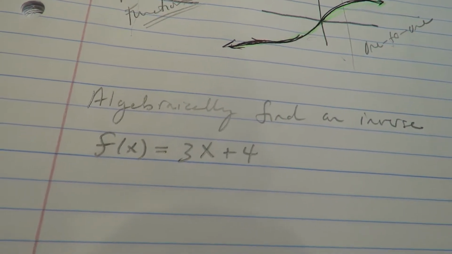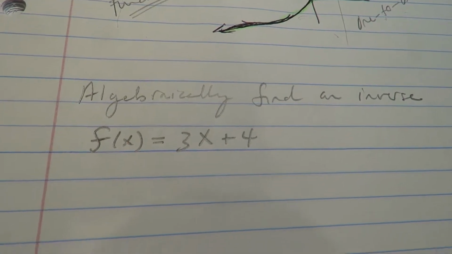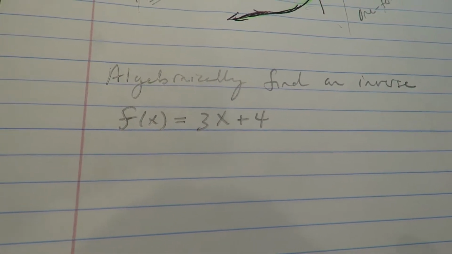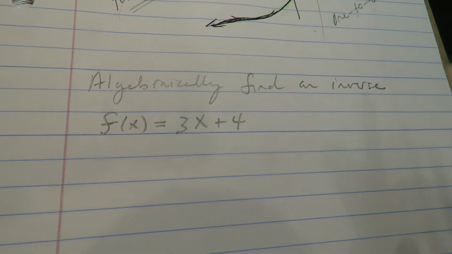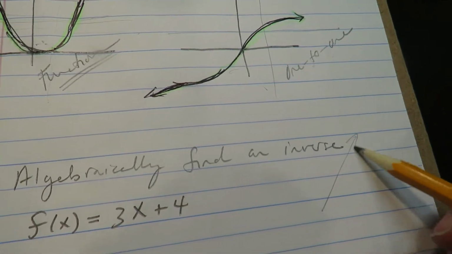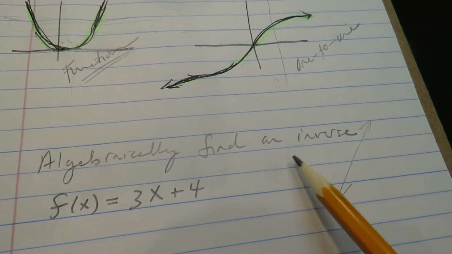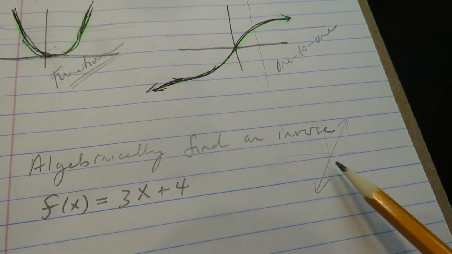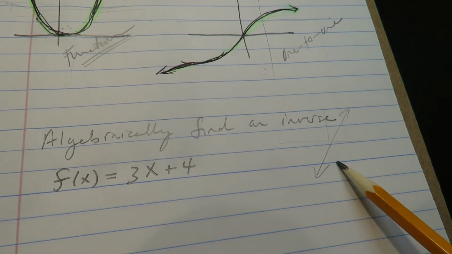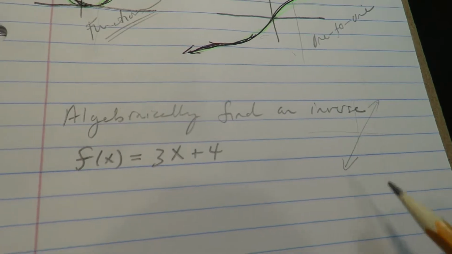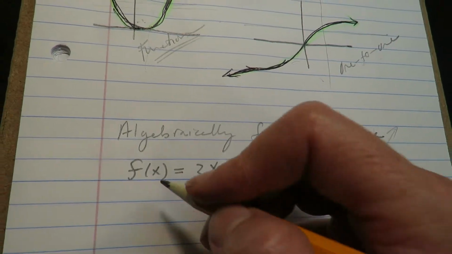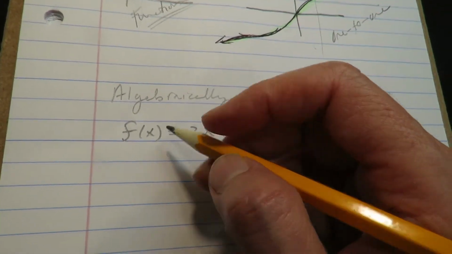Now, the big part I want you to be able to do here is algebraically find an inverse, and that's not hard to do. You'll find this quite easy. I'll just do a couple examples with you. So this function is linear. All linear lines pass the horizontal and vertical line tests. So that means that all linear cases have an inverse, have an opposite. So this is how you do it. I first want you to replace f of x with y.